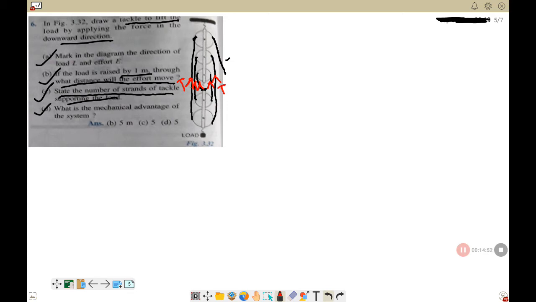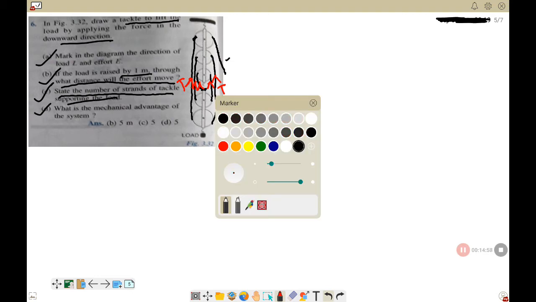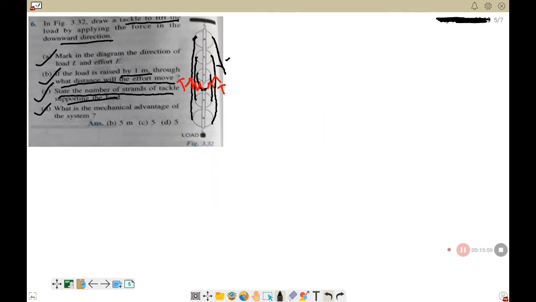So please draw this properly, okay? So T will be there on every strand, okay? And now you need to show the direction of load and effort. Here effort will be acting on this free end of the string. So here will be my effort.